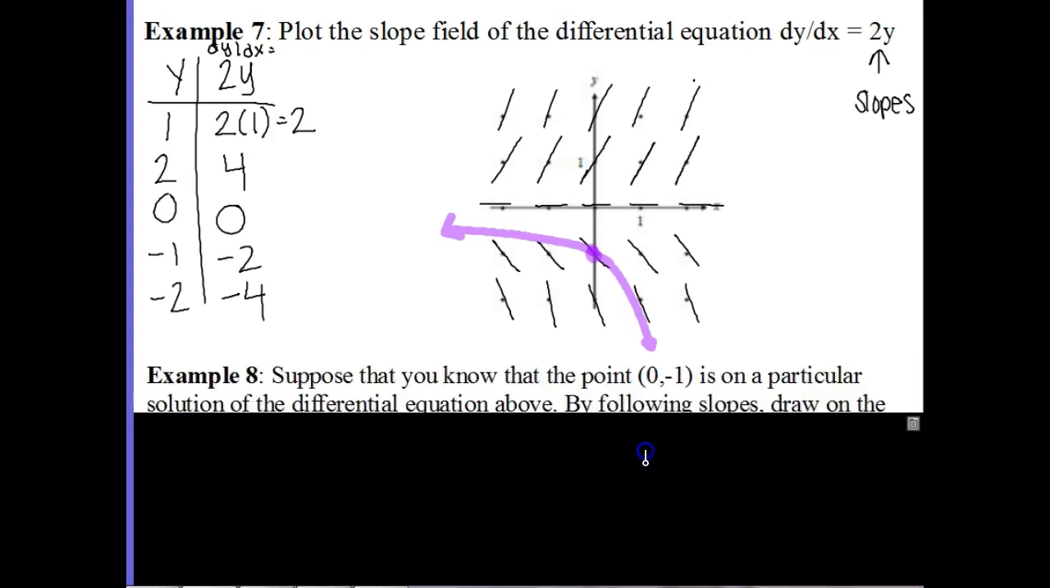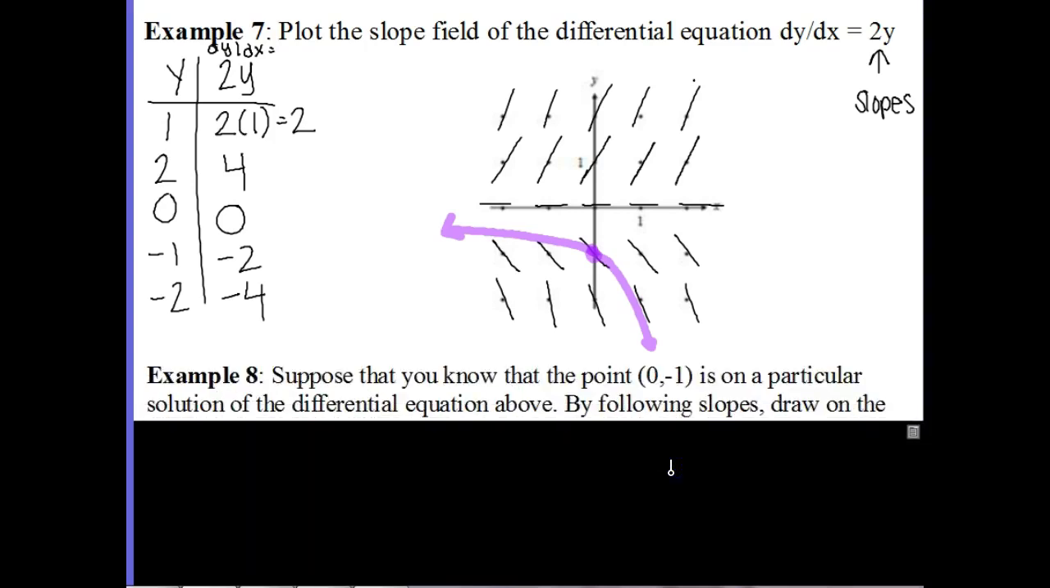So the purple says, suppose that this function goes through a given point (0, -1). So you plot your point at (0, -1). Your point follows the slope field lines. So this slope line here tells me my graph goes up. As my graph is going up, it's approaching a horizontal tangent line, therefore it's flatlining. As my graph is going down, the slopes are getting steeper, so my graph is getting steeper.